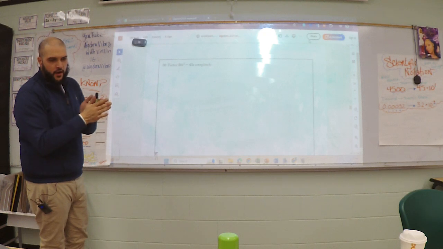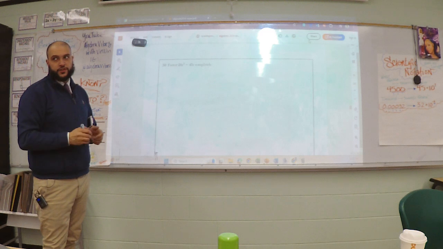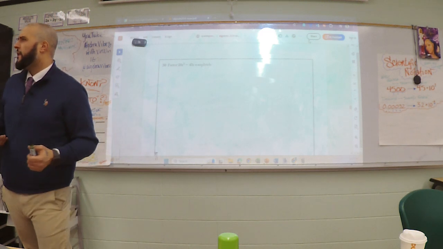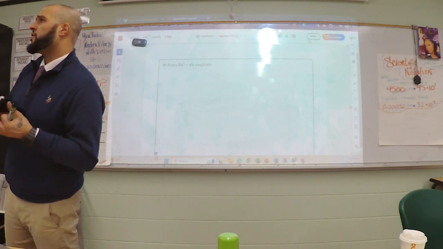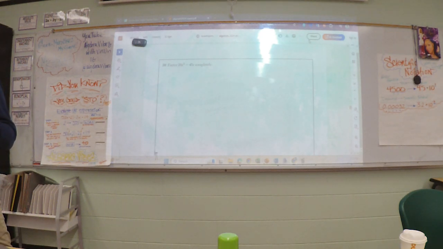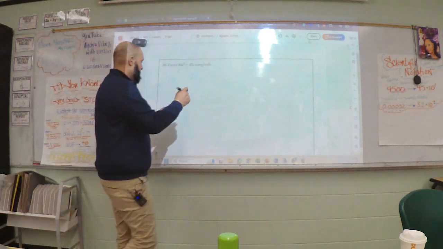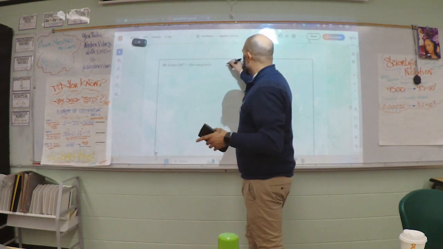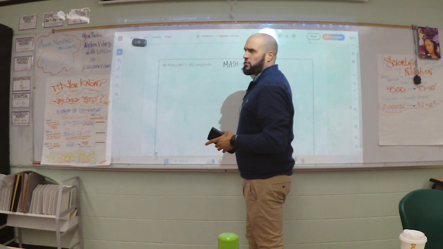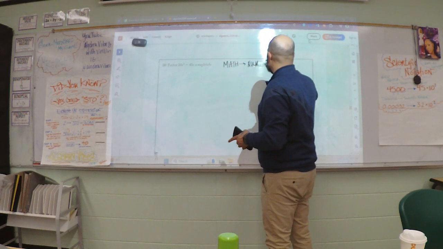In your calculator, you can find the GCD, which is the greatest common denominator of both of these numbers, or you can just know them. So in your calculator, you're going to go to math, go over to the right to num, and then you're going to go down to where it says GCD, which I believe is 9.